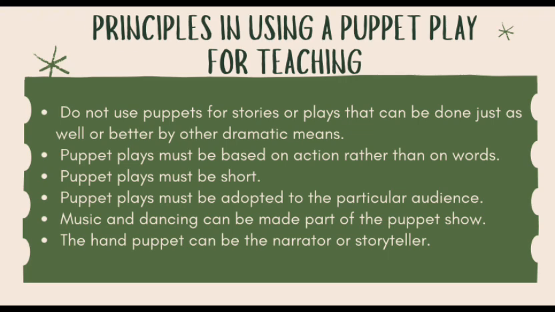Third bullet, puppet plays must be short. So in order for you to not be tired of manipulating your puppets, your play must be short only. Fourth is puppet plays must be adapted to a particular audience. So it must be adapted to a specific or particular audience. Fifth bullet is music and dancing can be made part of the puppet show.